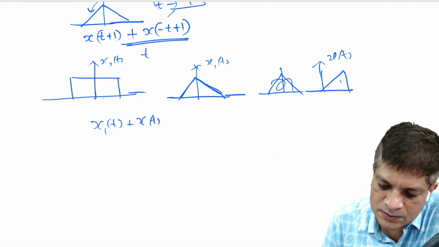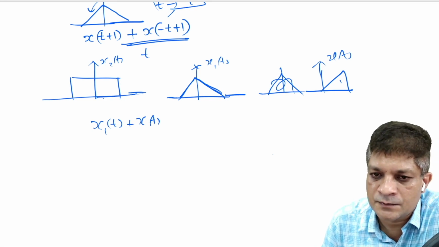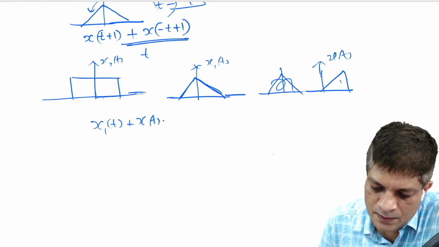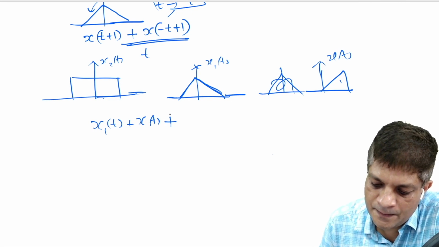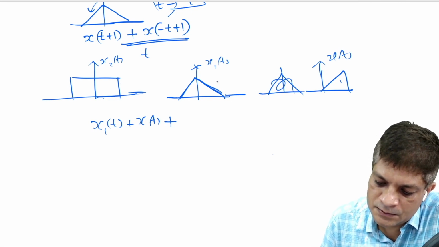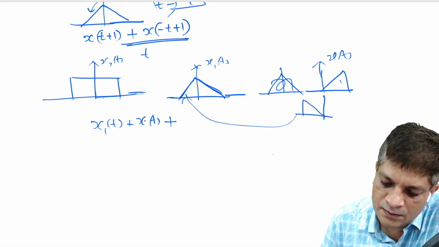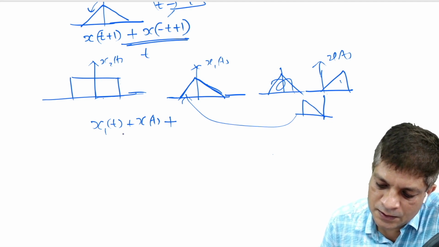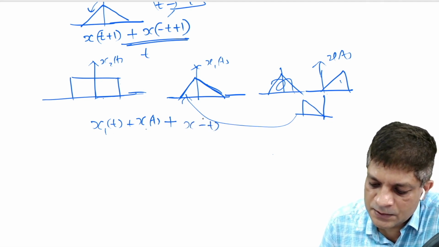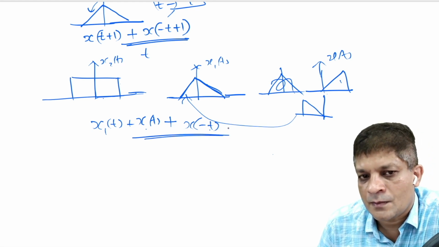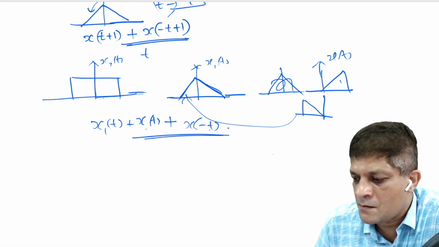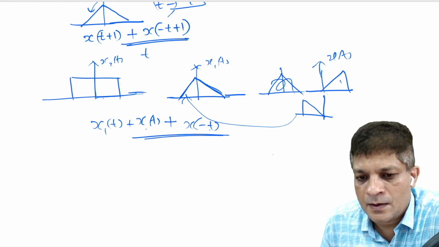You will get the positive values of t, and then plus what? x(-t). Take the mirror image of this and add it to this, and you will get the negative part. So it is x1(t) plus x(t) plus x(-t), isn't it? Yes, sir.